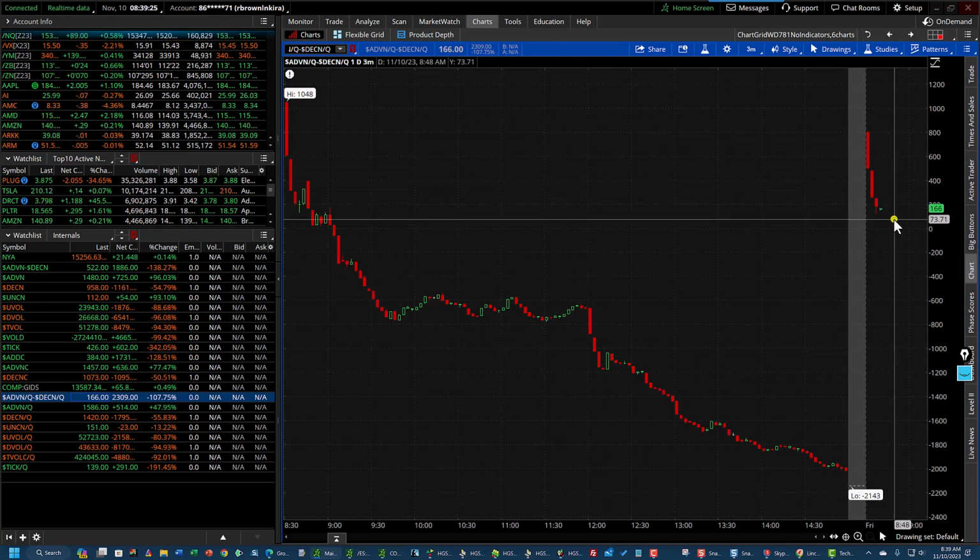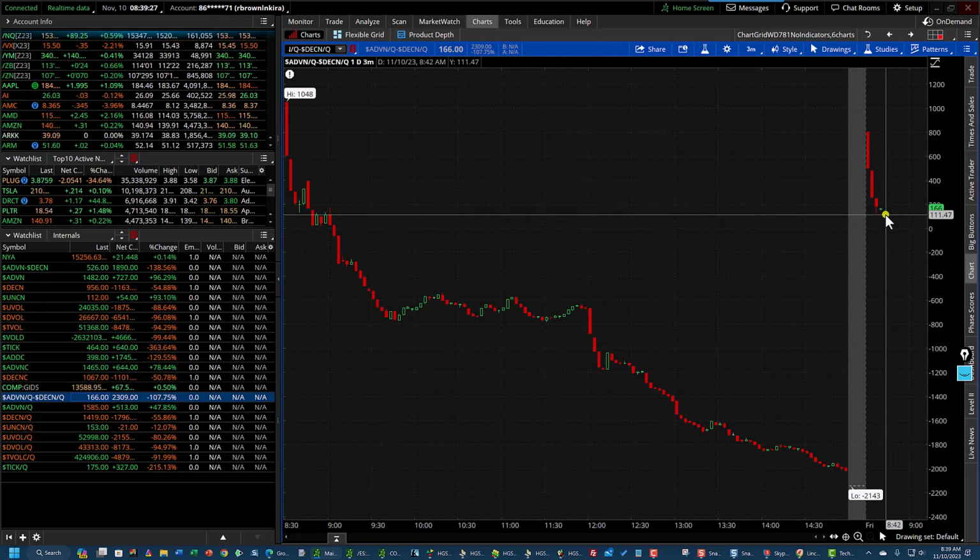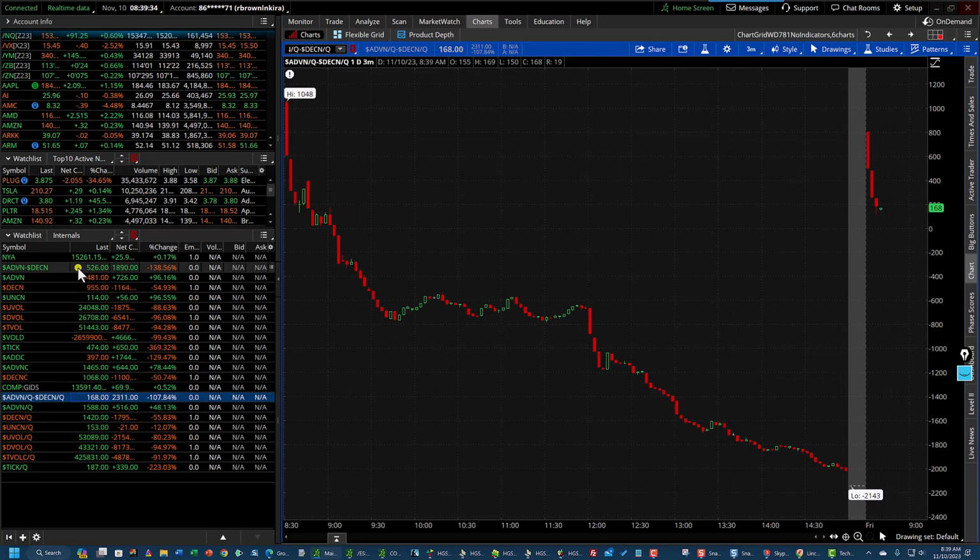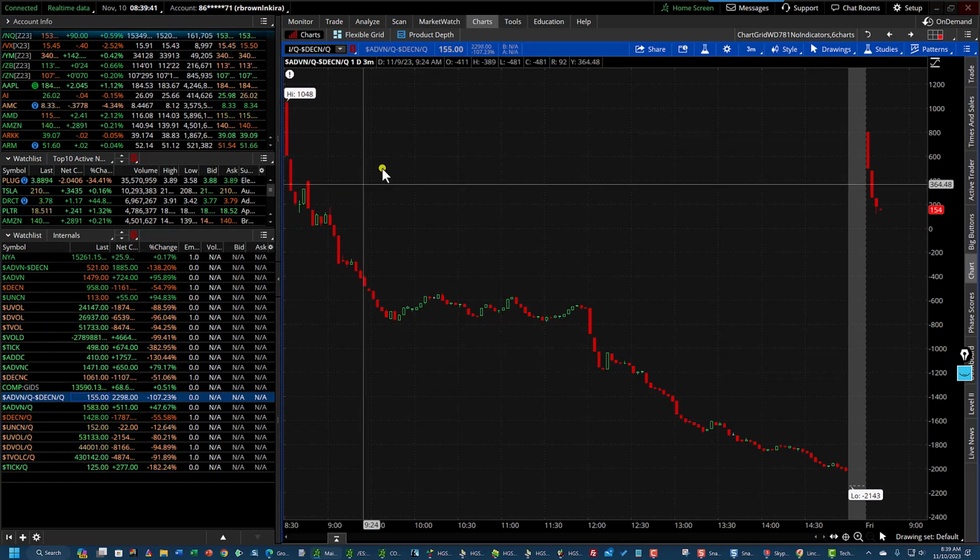Anyway, sorry about the phone call. You can see we're starting to get a green bar forming here, but this is really a good way to keep track of the momentum or the internals of the market. All this information is provided by Thinkorswim.